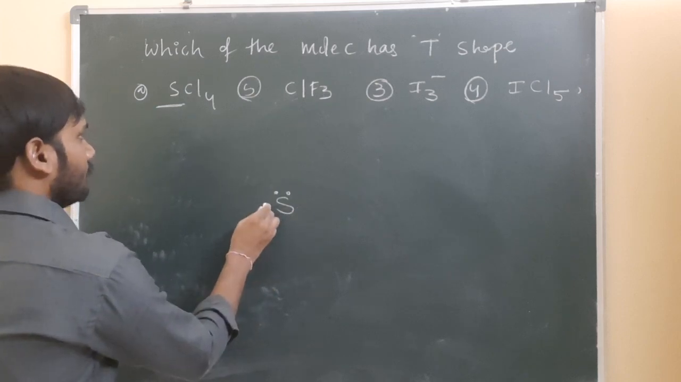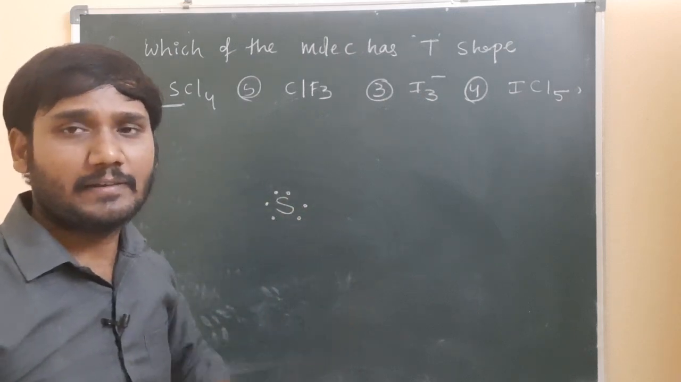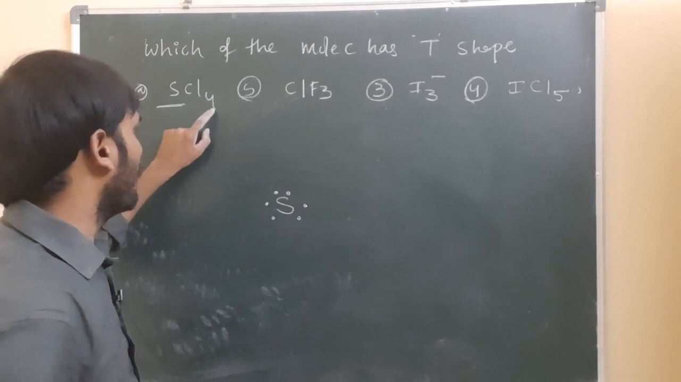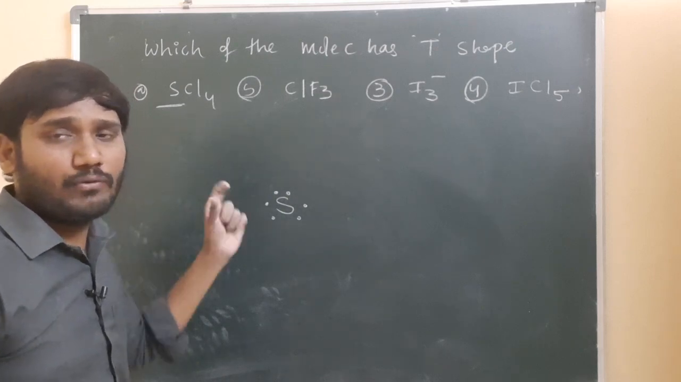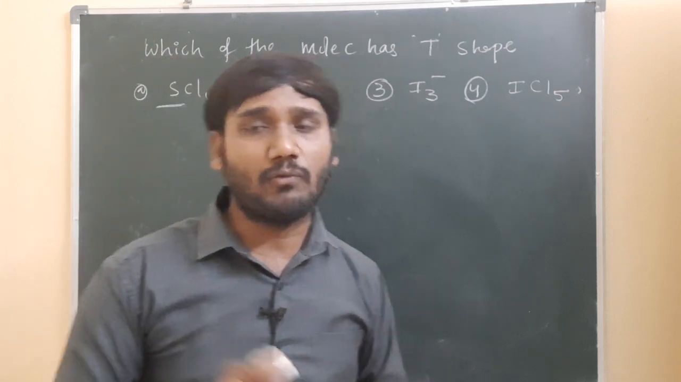And 3, 4, 5, 6. For example, sulfur valence shell has 6 electrons present. Out of 6 electrons, chlorine how many? 4. That means chlorine forms the chlorine monovalent atom. Fluorine, chlorine, bromine, iodine are monovalent atoms, they can form one bond.